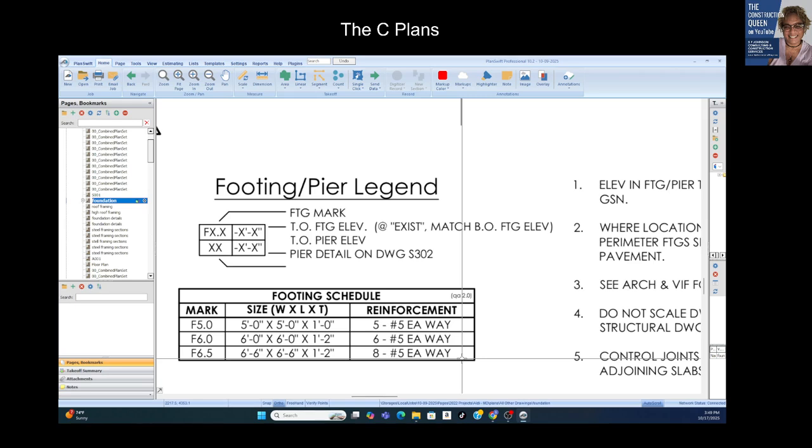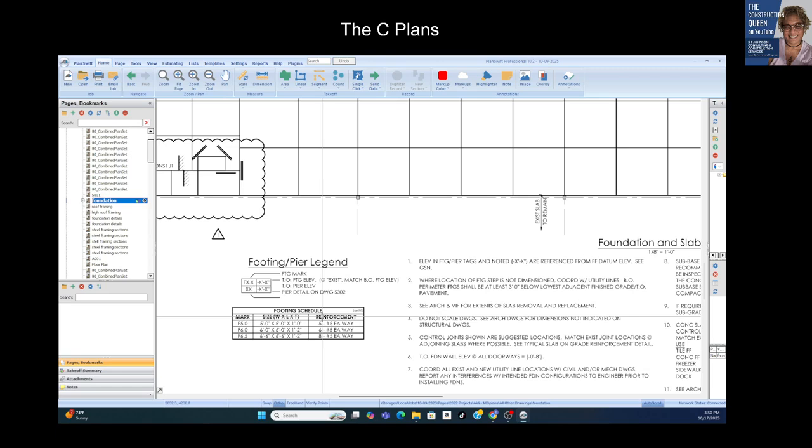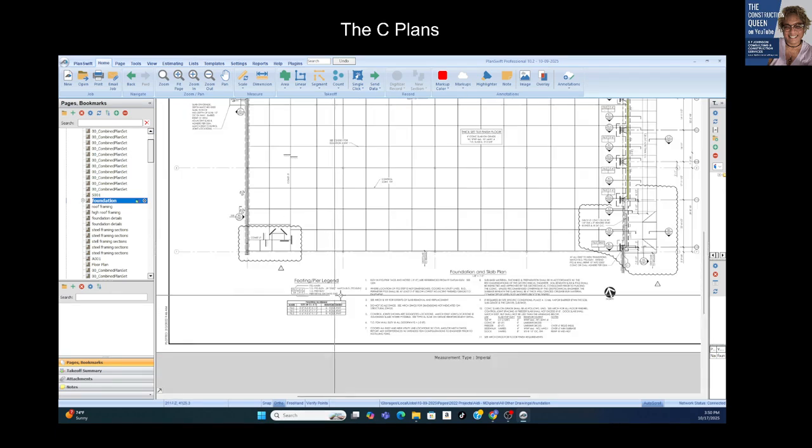So we only have 5, 6, and 6.5. Okay. So they're 5 by 5 by 1, 6 by 6 by 1 and 2 inches. And that's okay. So one has 5 number whatever, and 6, and then 8. Okay. That's easy. Like my grandson says, that's easy.